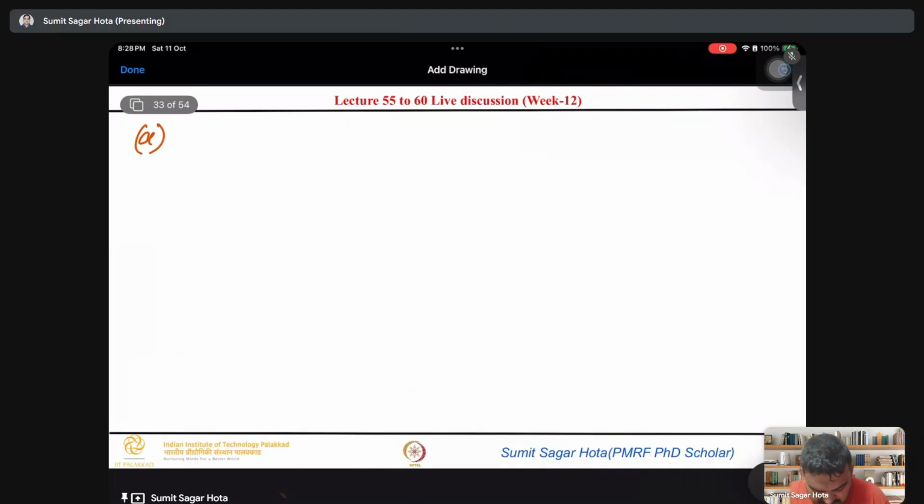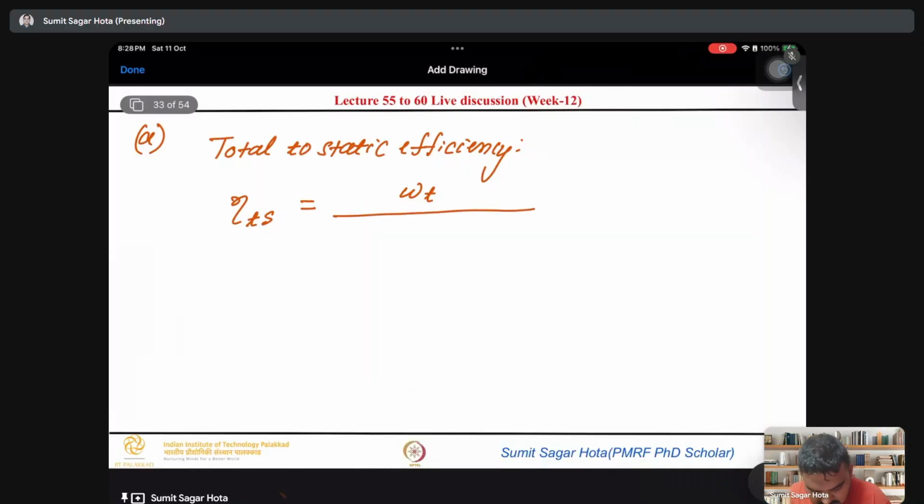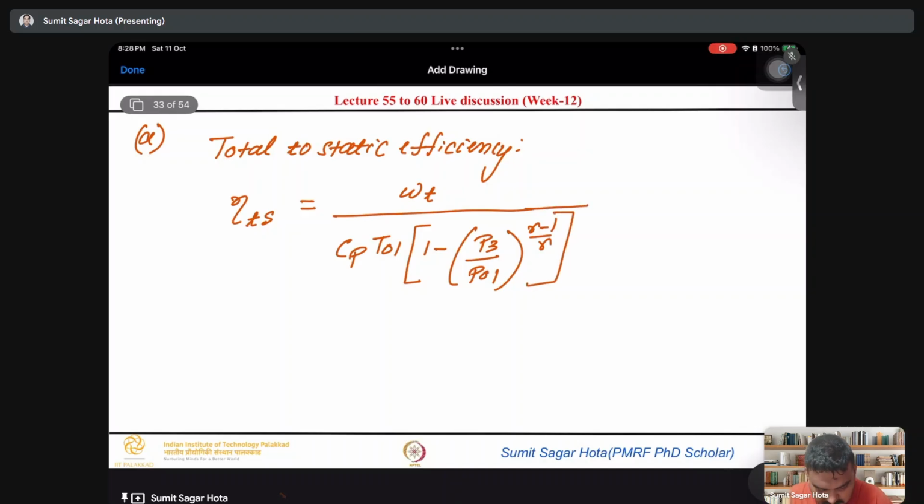Okay, so we know one thing. What is the total to static efficiency? Okay, so the total to static, eta Ts is equal to Wt divided by Cp into T01 into 1 minus P3 by P01 to the power gamma minus 1 by gamma. So here we need to find out the specific work, which is Wt.